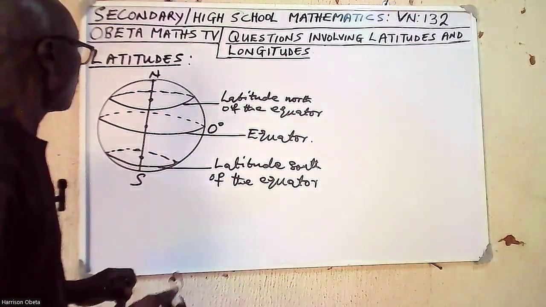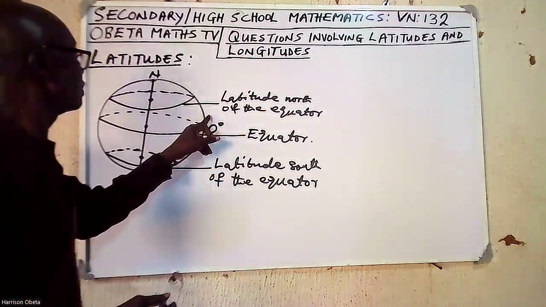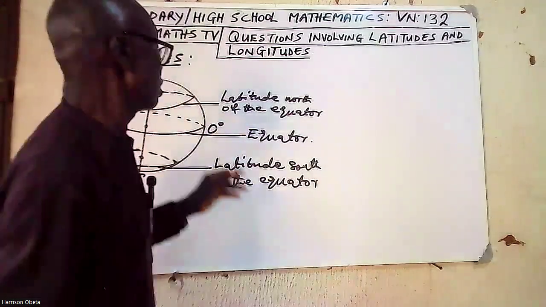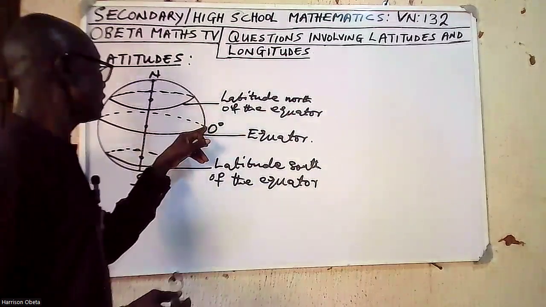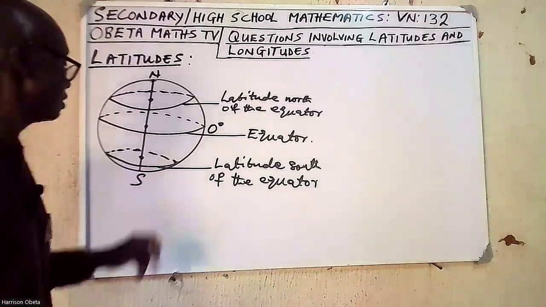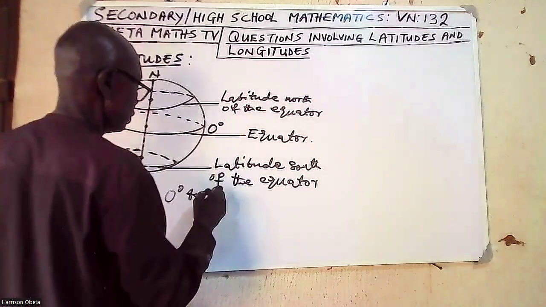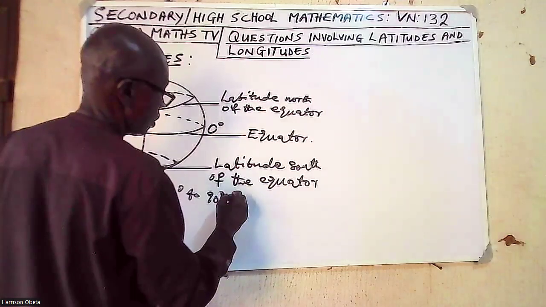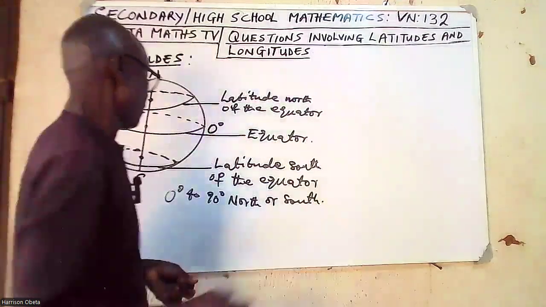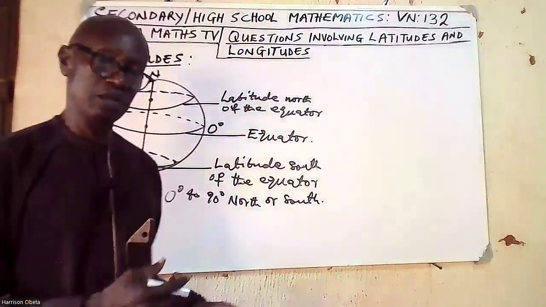Okay, so then when we talk of latitude, you discover that this is latitude 0 degree. Now, as you are coming up, it will continue to increase until you get to 90 degrees north. If you are coming down, it will be decreasing. On getting to this, it is 0. Then it continues to increase to the southern part until you get to 90 degrees south. So latitude starts from 0 degree to 90 degrees north or south. That is why under latitude, you'll always be hearing north or south.